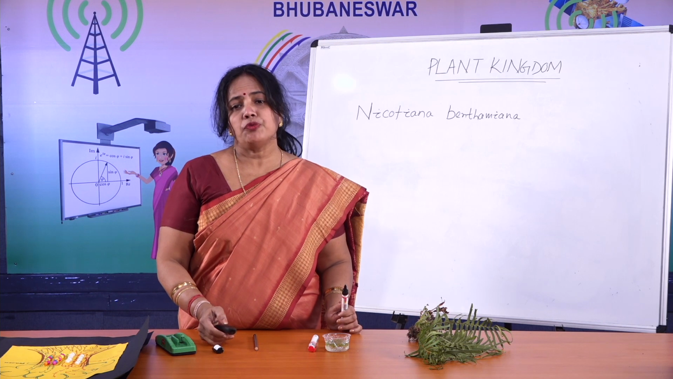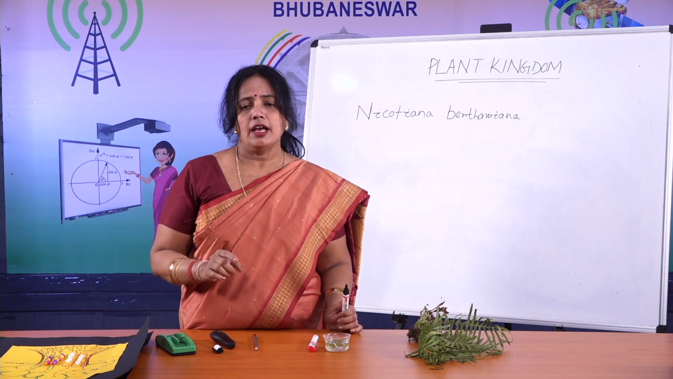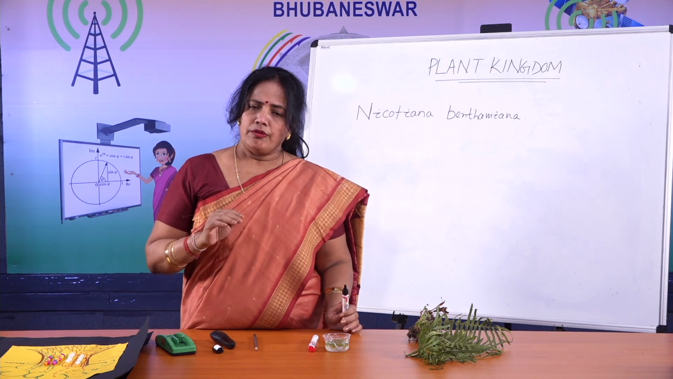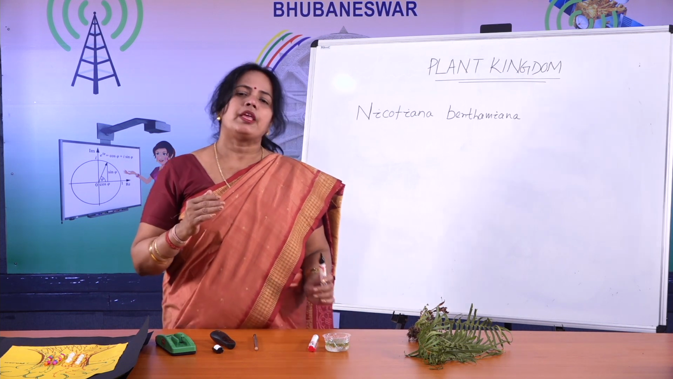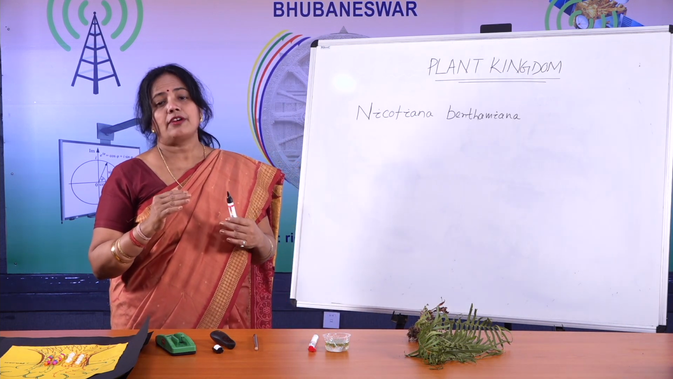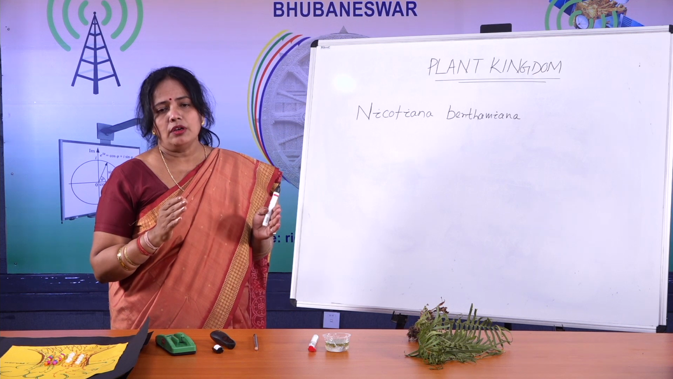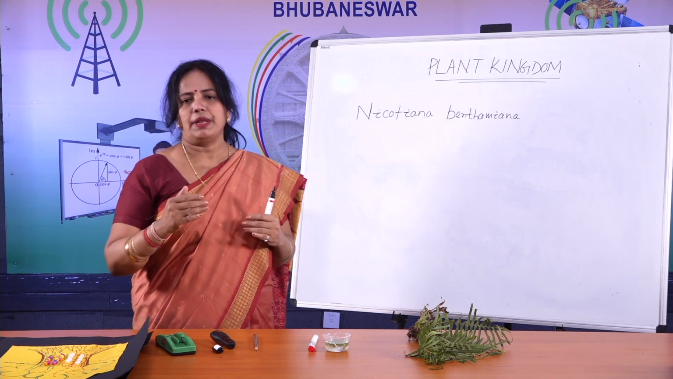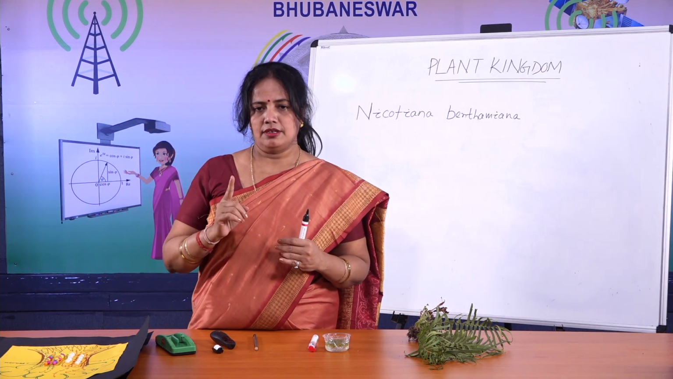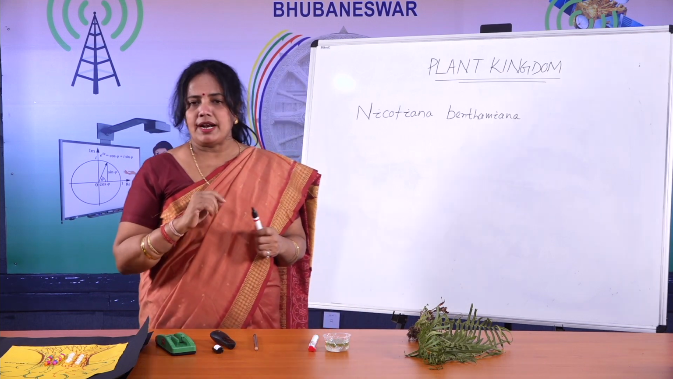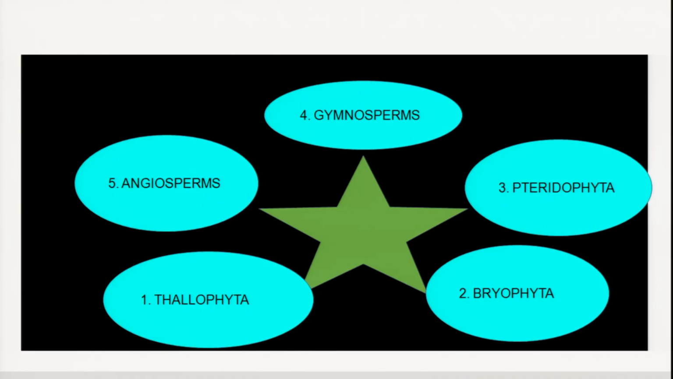Plants are classified into 5 groups. What are the groups and how they are classified? Whenever we are classifying, we should follow a simple criteria, and that is called from simplicity to complexity. So the first group of plants is Thallophyta. Okay, the number 1 is Thallophyta.